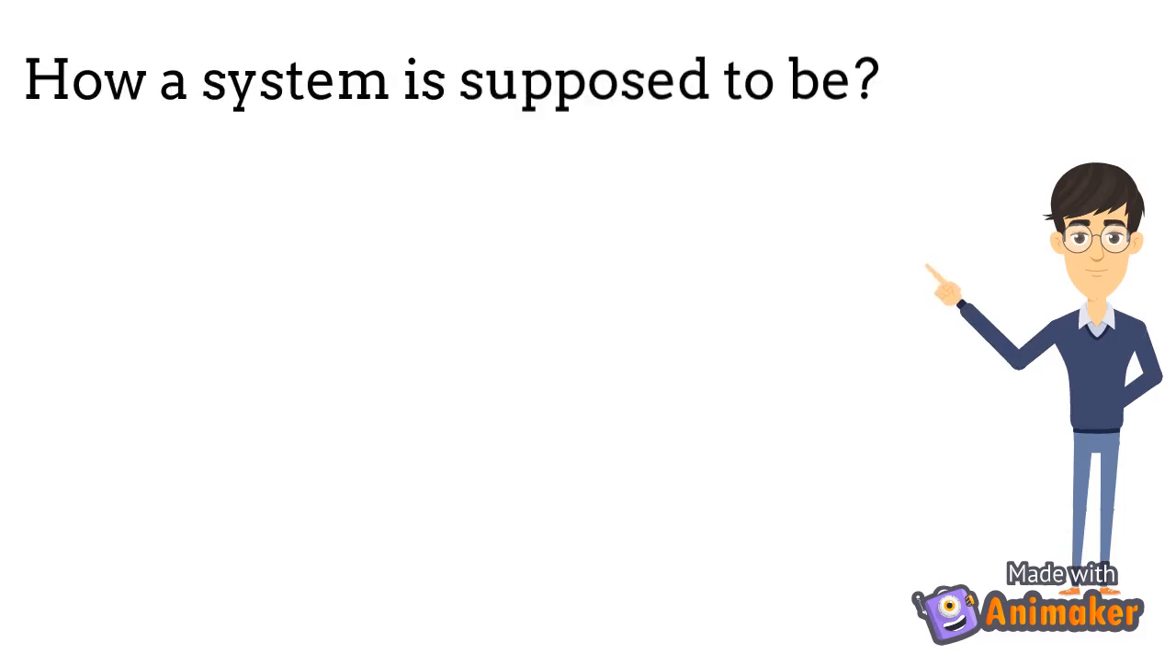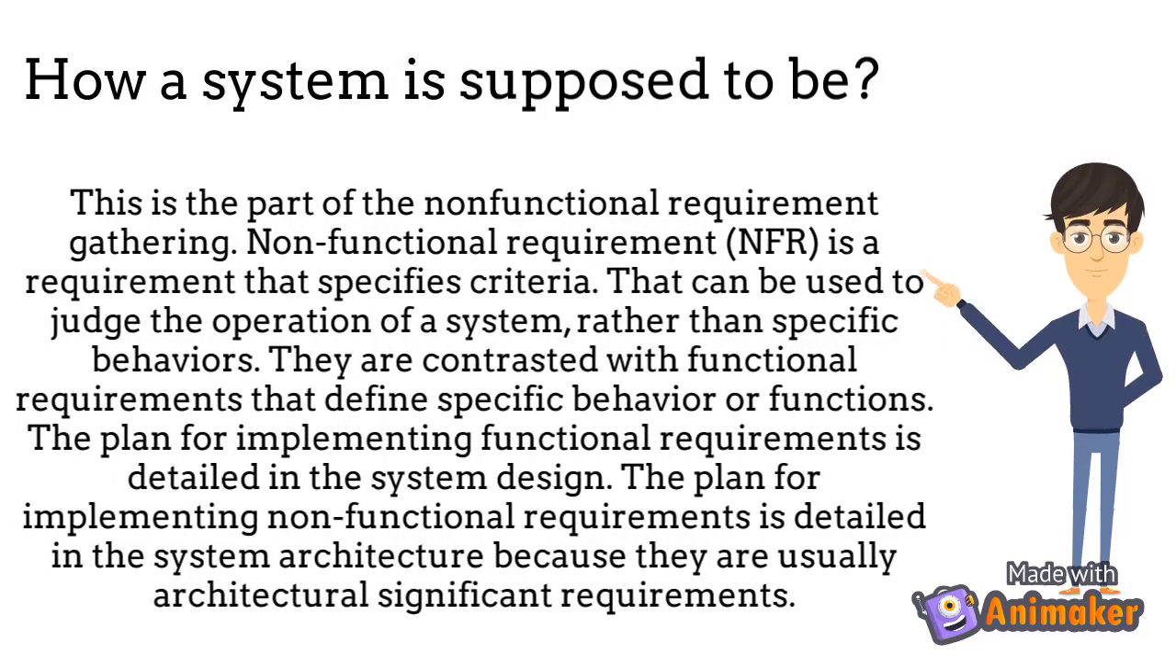How is the system supposed to be? This is the part of the non-functional requirement gathering. A non-functional requirement, NFR, is a requirement that specifies criteria that can be used to judge the operation of a system, rather than specific behaviors. They are contrasted with functional requirements that define specific behavior or functions. The plan for implementing functional requirements is detailed in the system design. The plan for implementing non-functional requirements is detailed in the system architecture because they are usually architecturally significant requirements.